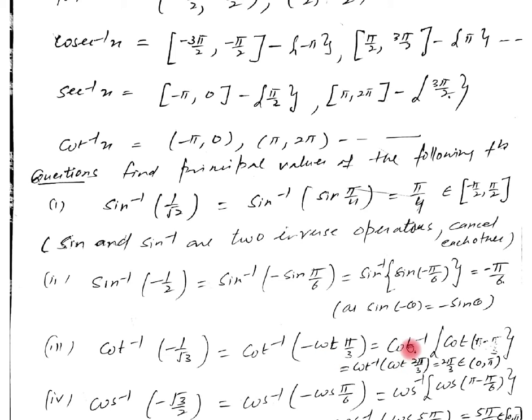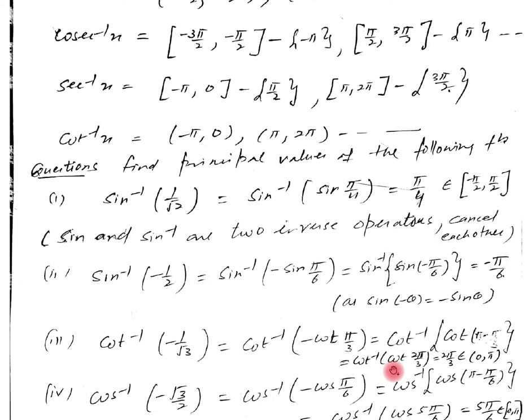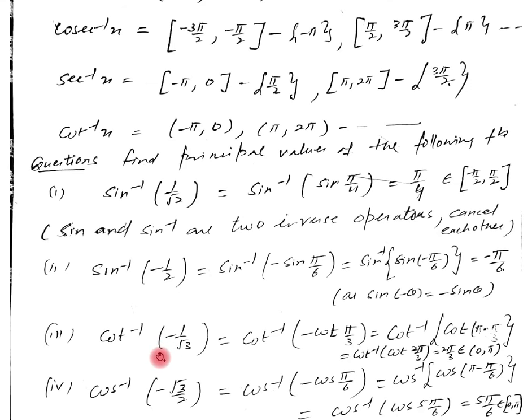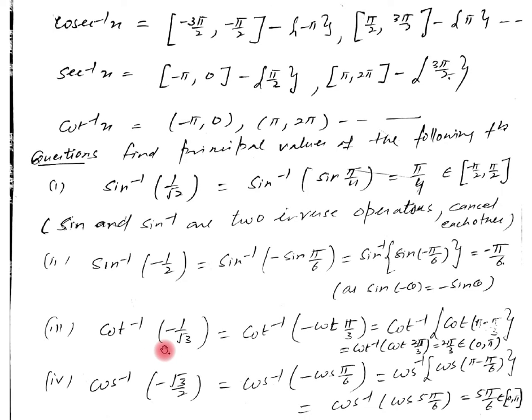It can be written as cot inverse of cot of pi minus pi by 3, in the second quadrant. Simplifying, we get cot inverse of cot 2 pi by 3. So the answer is 2 pi by 3, belonging to the open interval 0 to pi. This is the principal value of this inverse trigonometrical function.